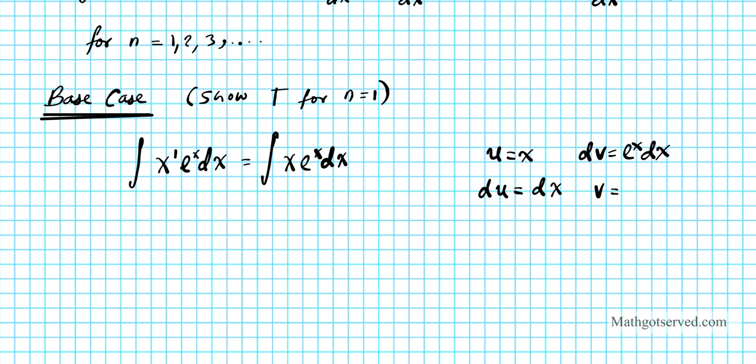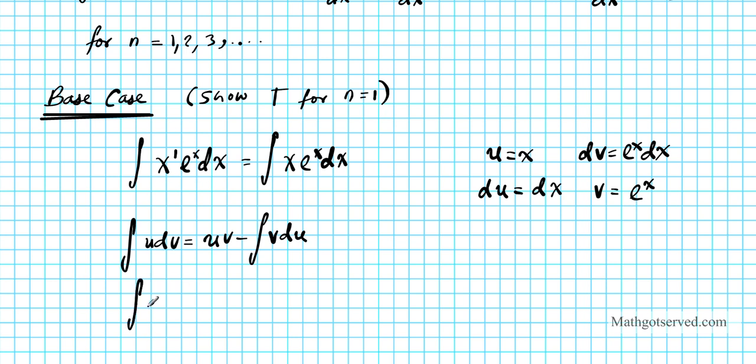V is going to be simply e to the x. Okay? Alright, so the formula for integration by parts basically tells you that the integral of u dv equals uv minus the antiderivative of v du. Okay? Alright, so we have already defined our u and dv as x and e to the x.